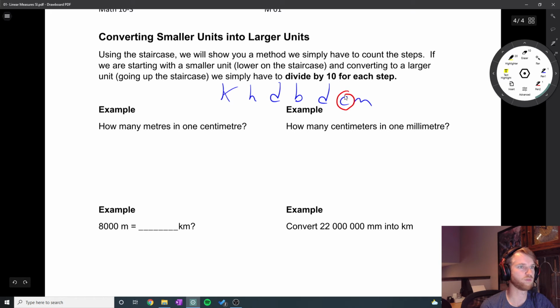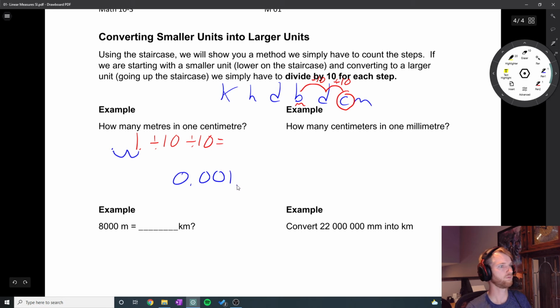We're starting with centimeters and then going up 1, 2 to our basic unit, which is our meters. So this one would be 1 divided by 10 divided by 10. As we're getting bigger, we're dividing by 10 for each step. So our decimal point is now going to be moving the other way. Again, you can put this into your calculator. But our decimal point is going to be moving 1, 2 spaces over to right here. If we filled those in with zeros, we would get 0.001 meter.